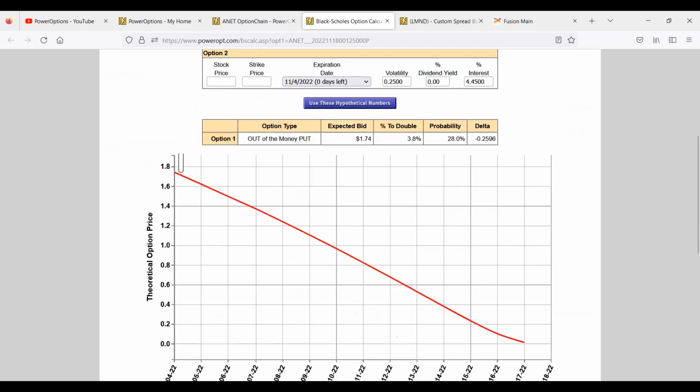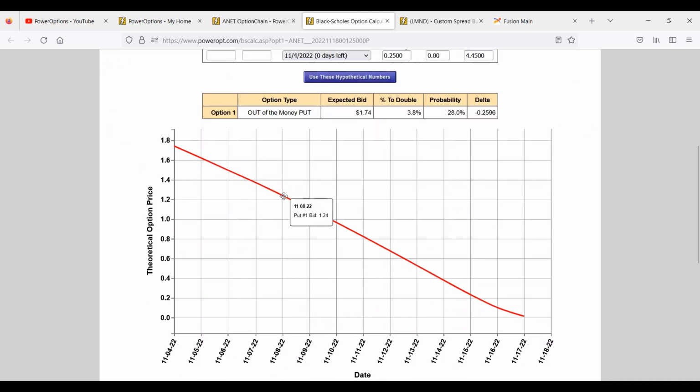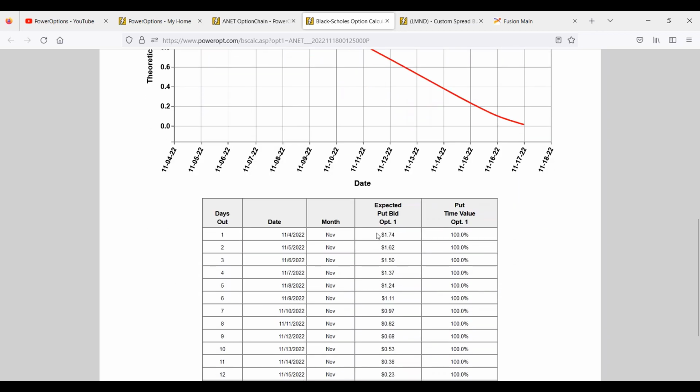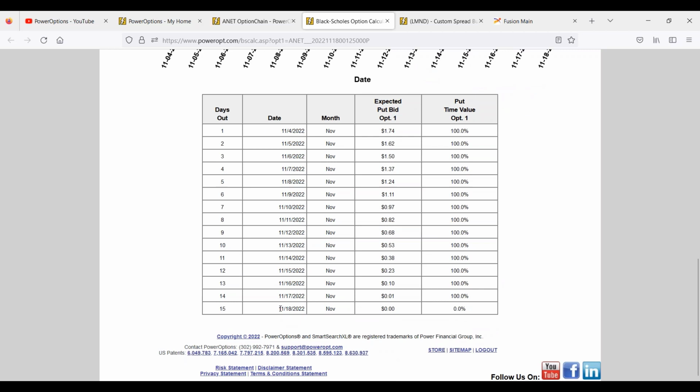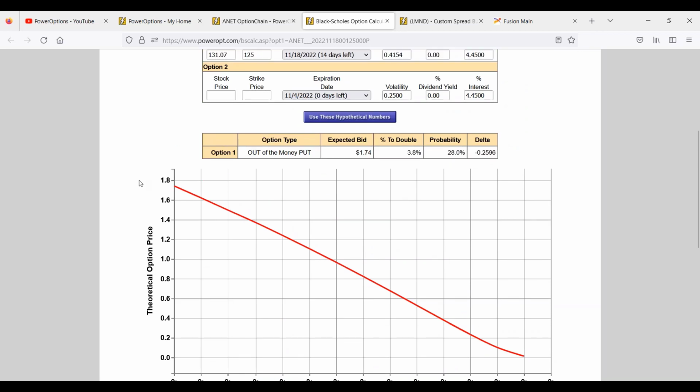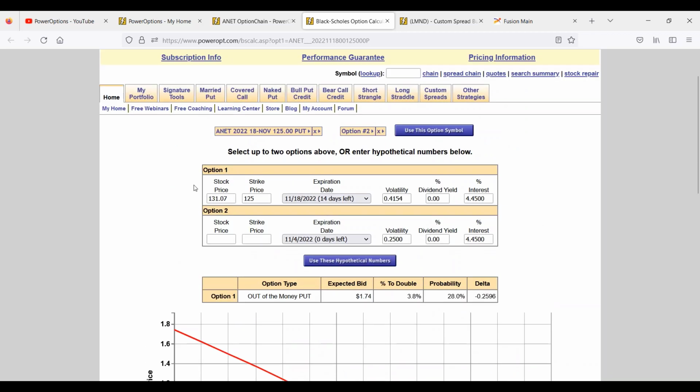So when we scroll down here, we see our little time decay curve that we'd expect if the stock essentially remained at the same price over the next 14 days. And down below, we have a running tab of what the premium is expected based on the theoretical Black-Scholes pricing model every day between now and expiration on November 18th, 15 days away. Naturally, we're just seeing some time value decay out of this option as we move forward to expiration with the stock remaining at the same price.